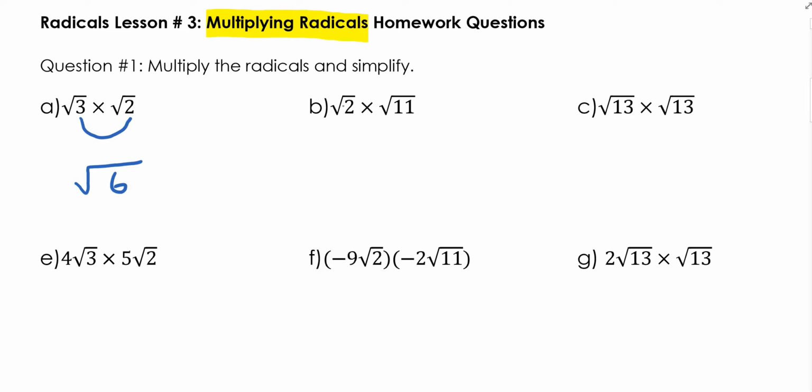For letter B, I have a 2 on the inside, and I also have 11 on that inside radical. So inside times inside, 2 times 11 is going to be 22. So my final answer is the square root of 22.